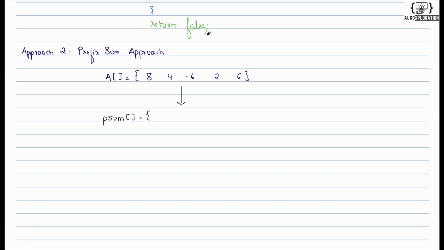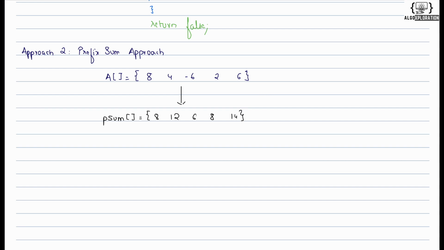In this place, the sum till this point will come. In this place, the sum till this point. In this place, the sum till this point, and so on. So at first it will be simply 8. Then in this position it will be the sum of this and this, so it will be 12. Then 12 minus 6, it will be 6. Then 6 plus 2, that will be 8, and 8 plus 6, that will be 14. So this is a prefix sum.